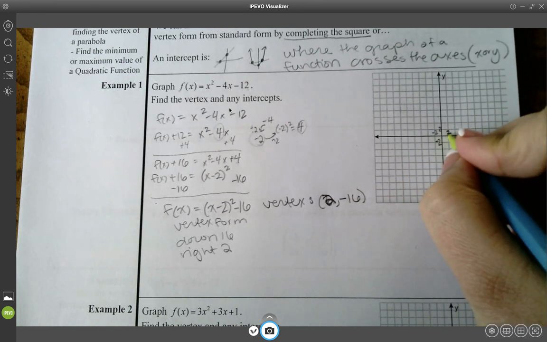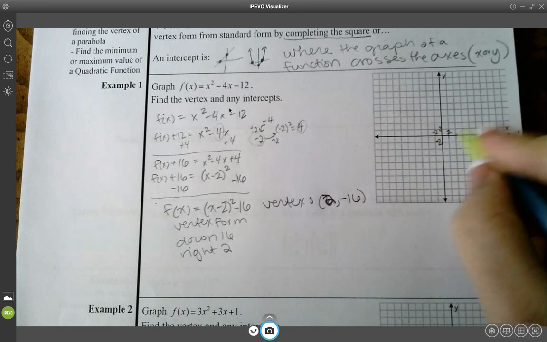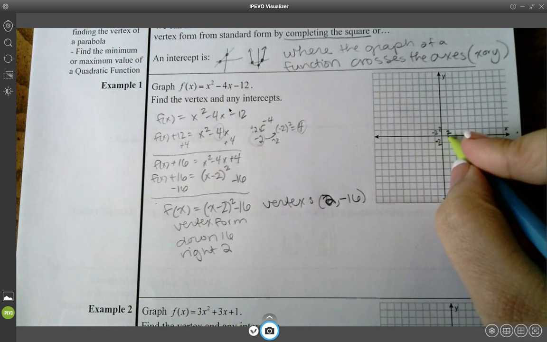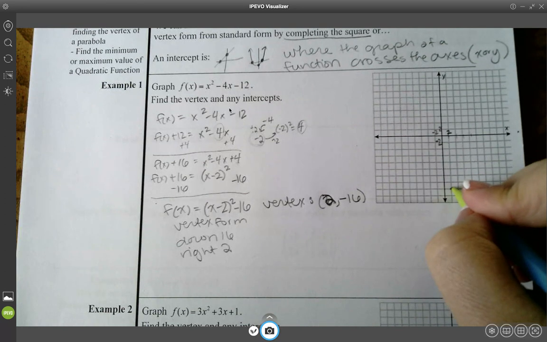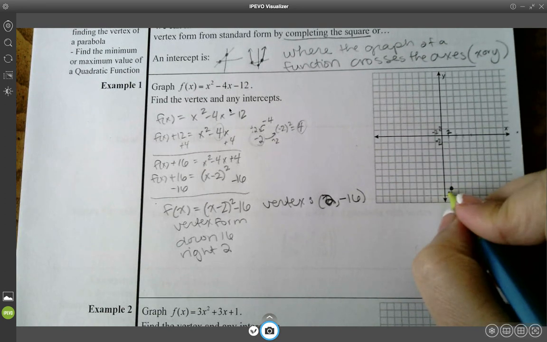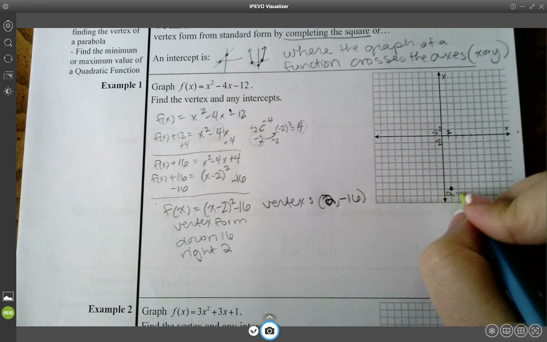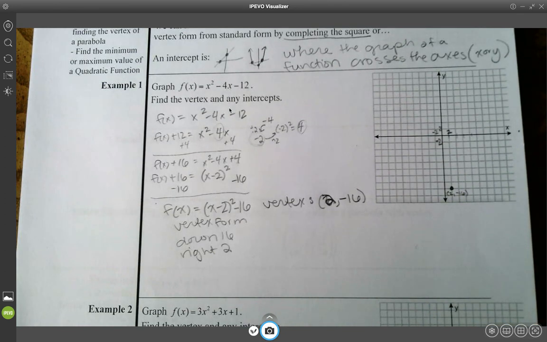So that's 2, 4, 6, 8, and so on. So over 2, down 16. So that's 2, 4, 6, 8, 10, 12, 14, 16. So there's the point 2 comma negative 16, and that's our vertex.